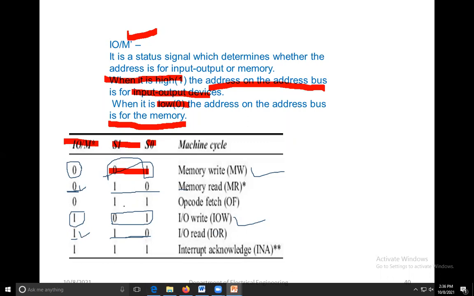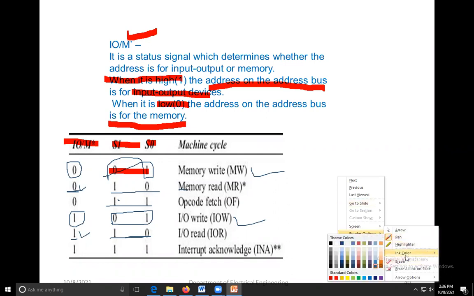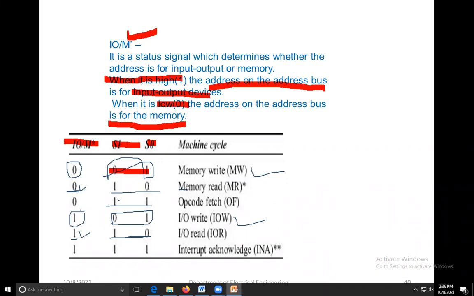The next function is 11. 11 is used to fetch the opcode. If it is 11, opcode fetch is there. Opcode fetch means what? When it is 0, you have to fetch the opcode from the memory. And if it is 1, it is opcode fetch from the input/output device.